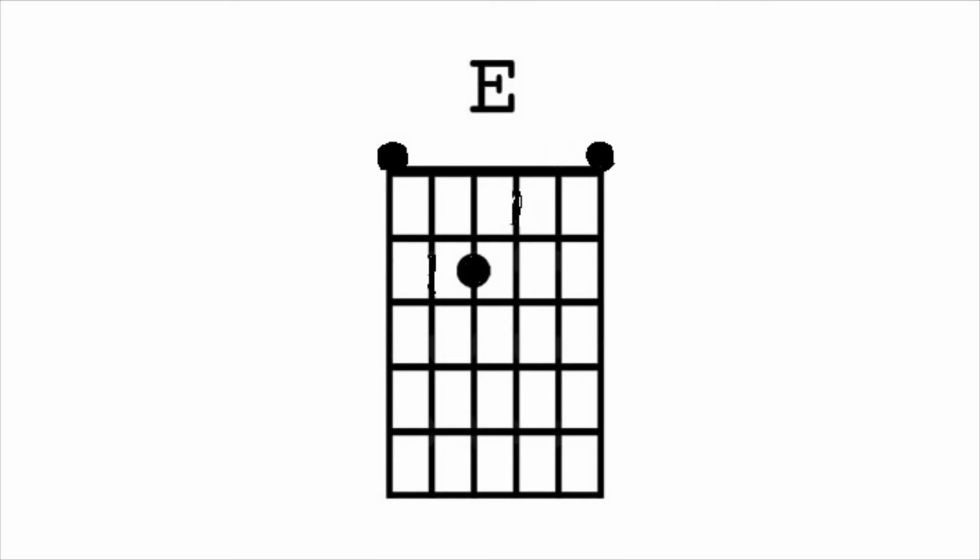And its root note, E, can be found in three places. First is the sixth string, which is open. And the second would be the fourth string at the second fret. And then the third would be the high E string, which is open.